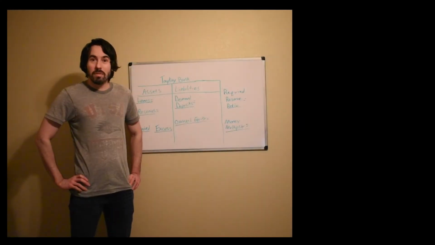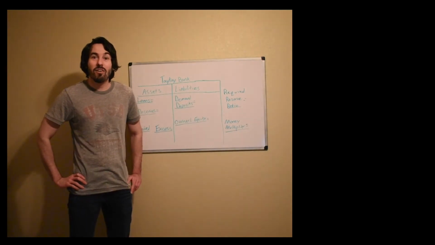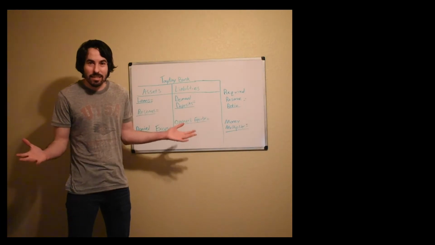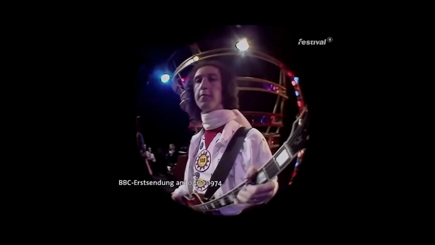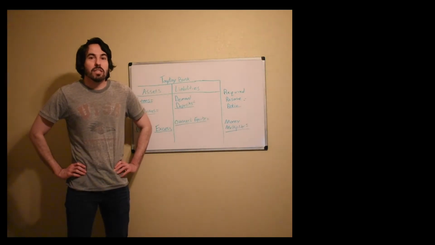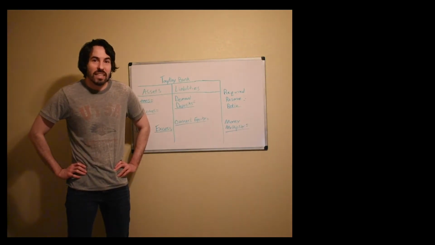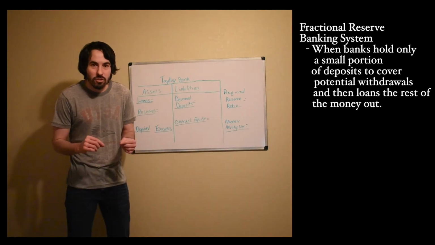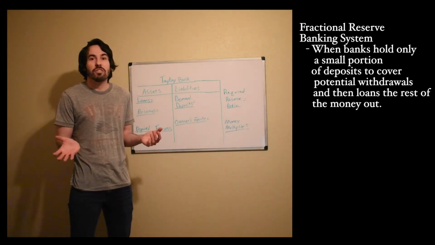Alright students, welcome back, and today we're going to talk about how banks create money. Banks create money out of thin air. It's magic. The reason that banks are able to create money is because we have what's called a fractional reserve banking system. And what this means is that when you put your money in a bank, banks are only required to hold on to a fraction of your deposits.